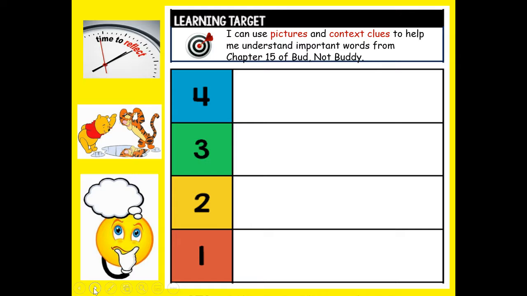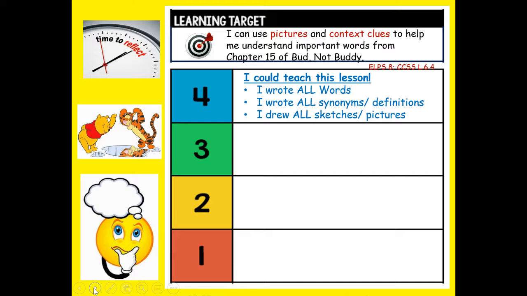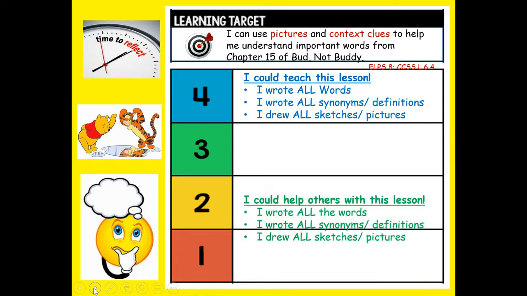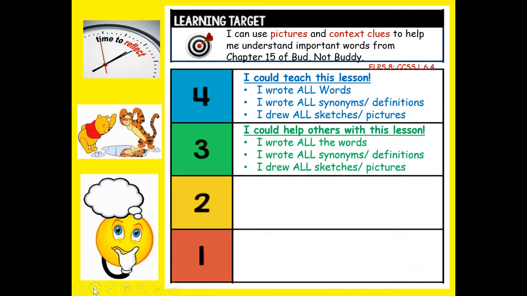So let's reflect. I can use pictures and context clues to help me understand important words and phrases from chapter 15 of Bud, Not Buddy. Would you give yourself a 4? I could teach this lesson. I wrote all the words, I wrote all the synonyms, and I drew all the sketches. Or would you give yourself a 3? I could help others with this lesson. I wrote all the words, I wrote all the synonyms, I drew all the sketches.